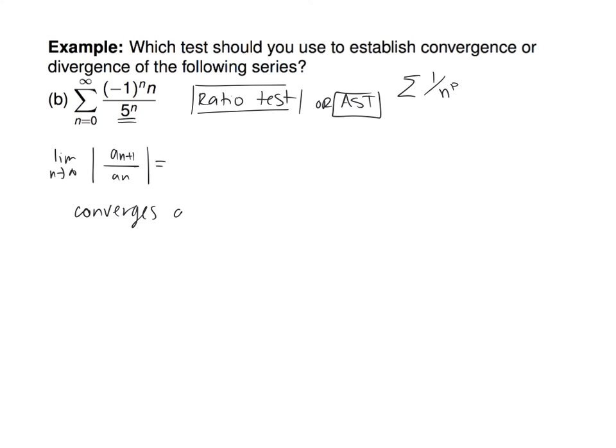It's actually even going to converge absolutely. And that's actually one thing the ratio test does for you that the AST does not. It tells you that this thing converges absolutely, not just converges.